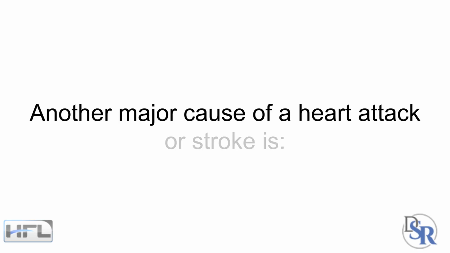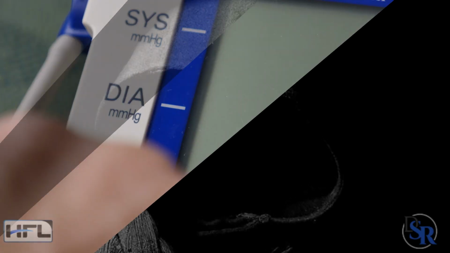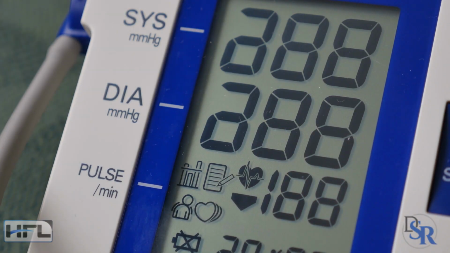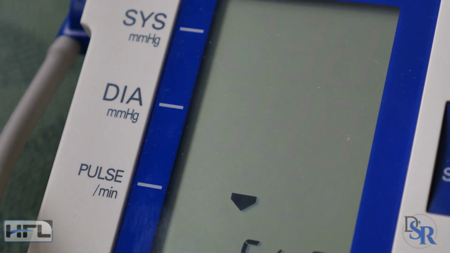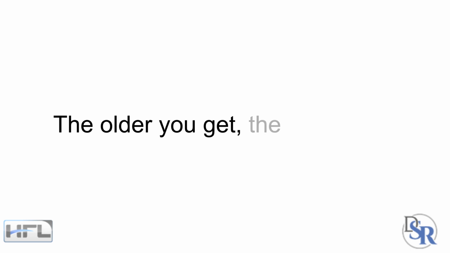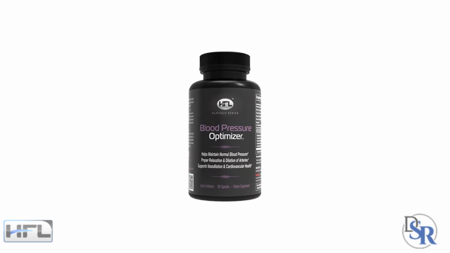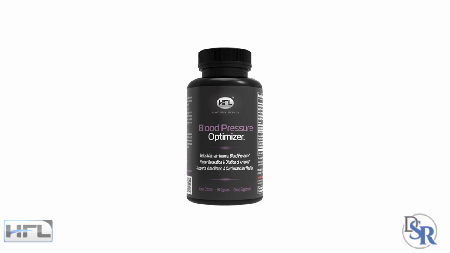Now, another major cause of a heart attack or stroke is high blood pressure. In fact, hypertension is called the silent killer because most adults have some form of high blood pressure and don't even know it. Sadly, the older you get, the worse it is. It's age-related, hormonal-driven. Which is why I formulated Blood Pressure Optimizer. And this one, my mom uses it primarily more than my dad.